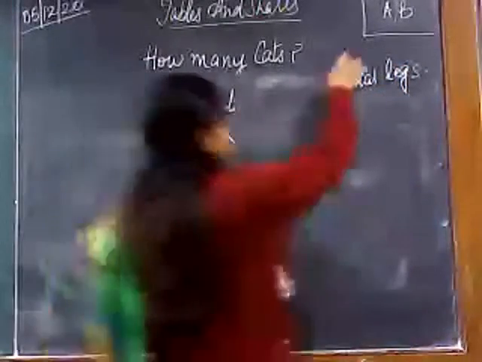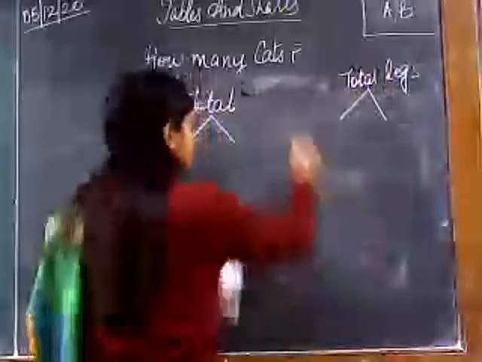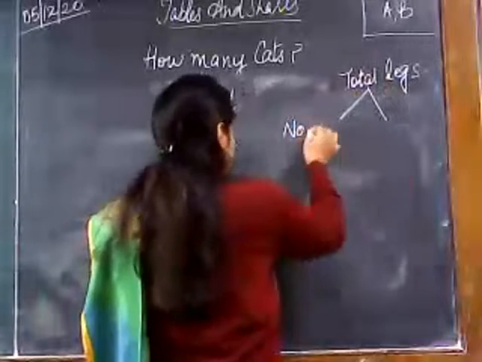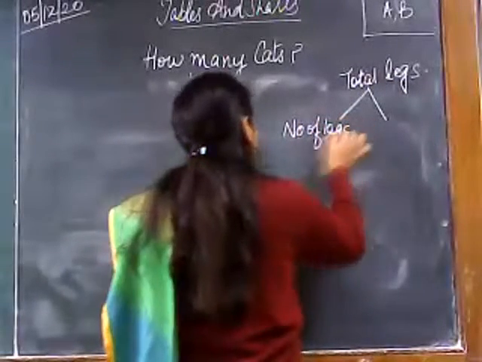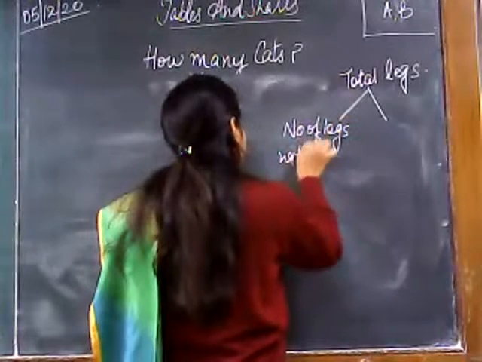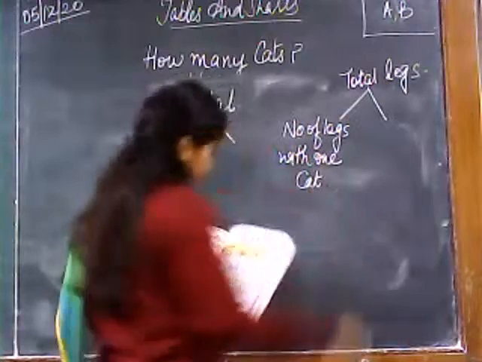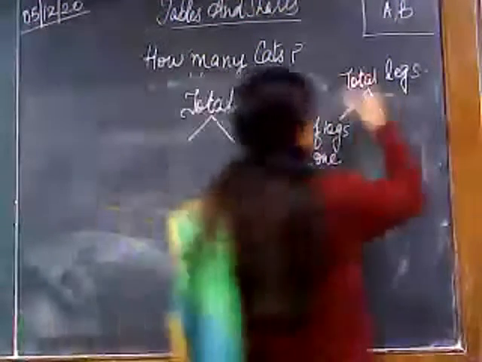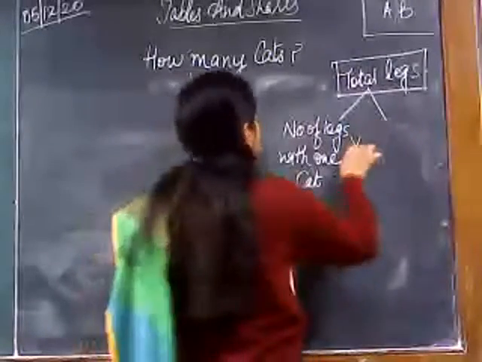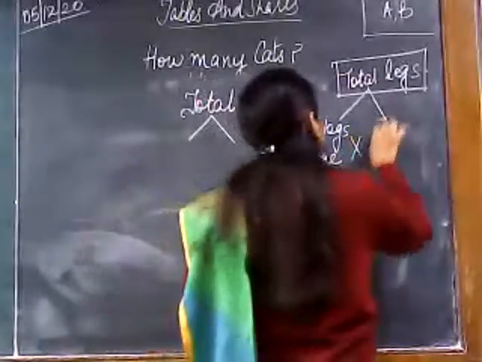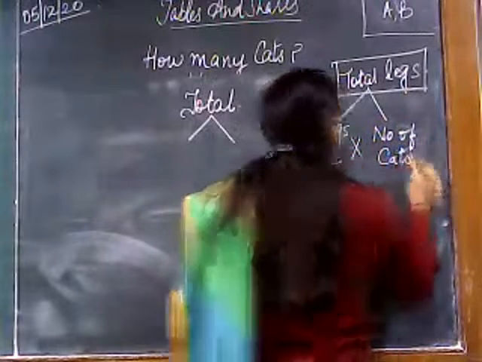Then there will be some number of cats and number of legs with one cat, and the total legs will be formed. This answer will be formed by multiplying the number of legs with one cat with the number of cats, right?